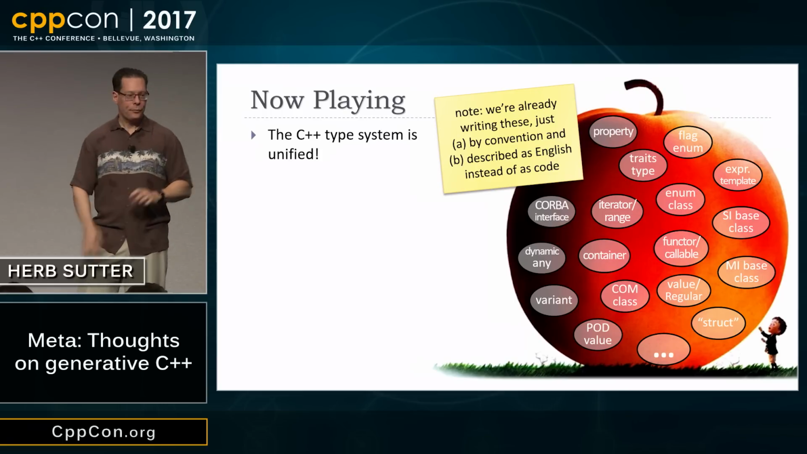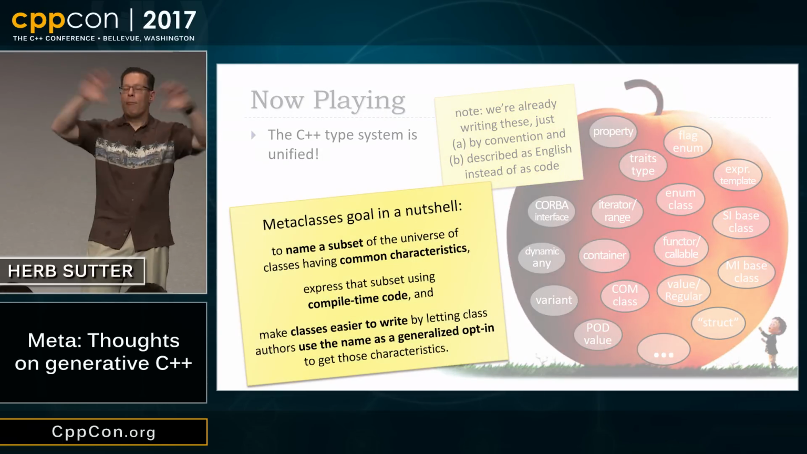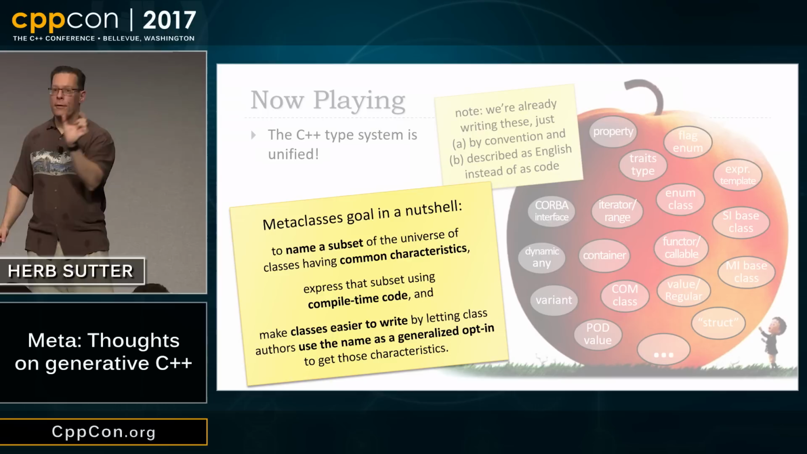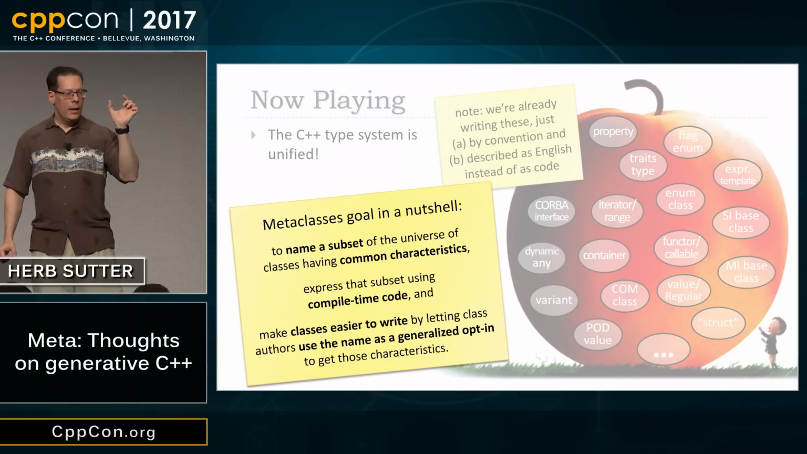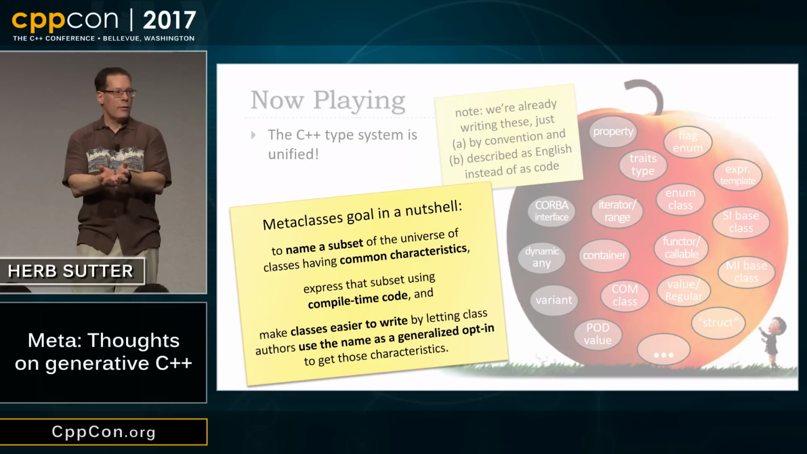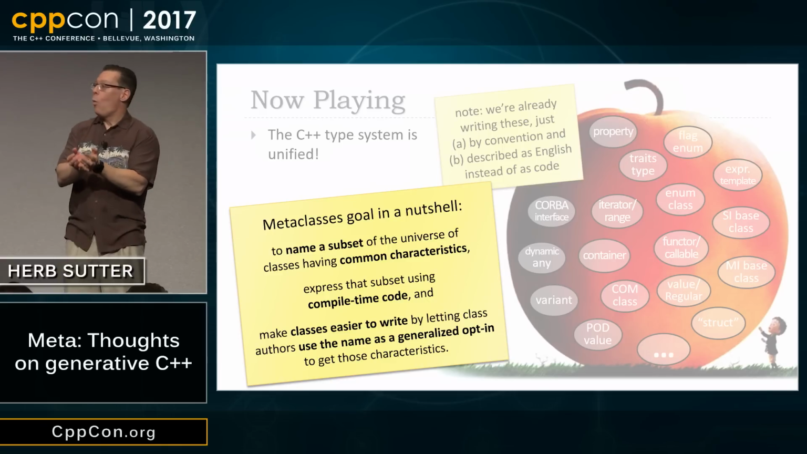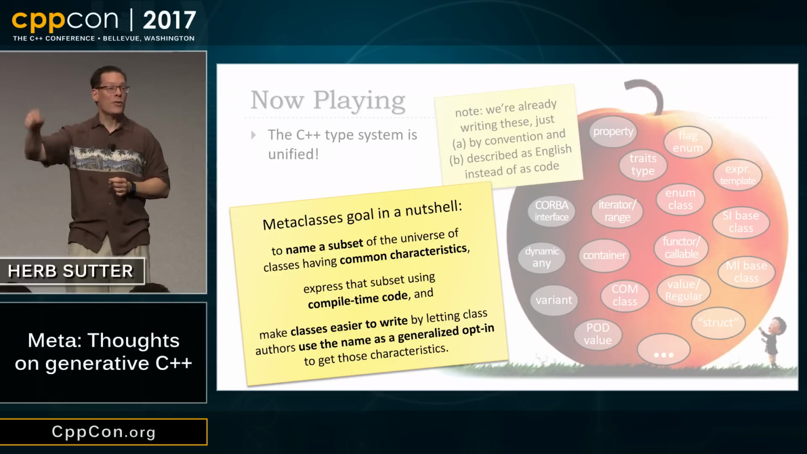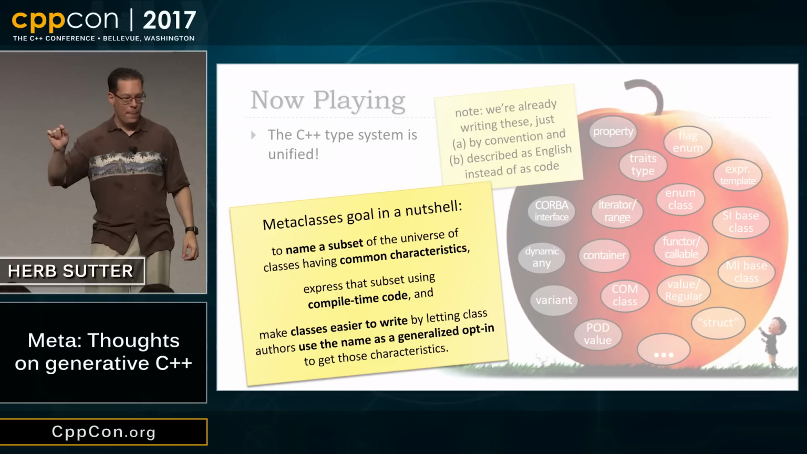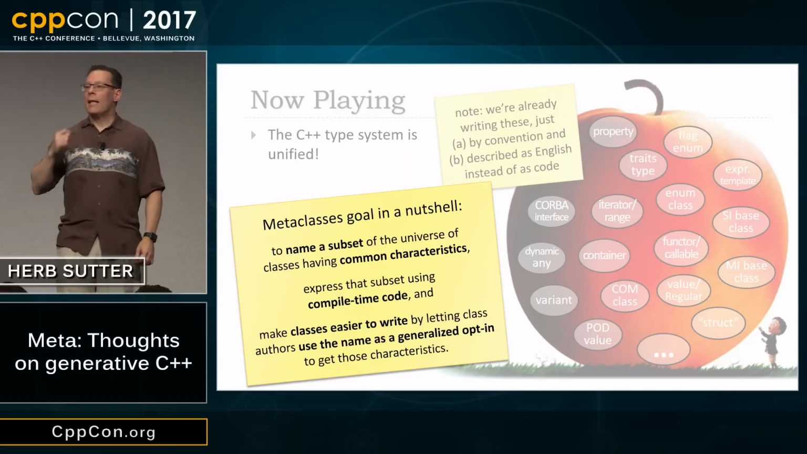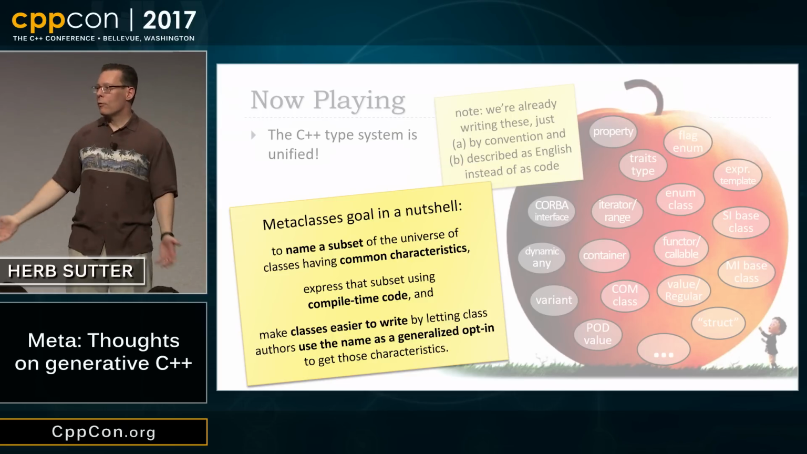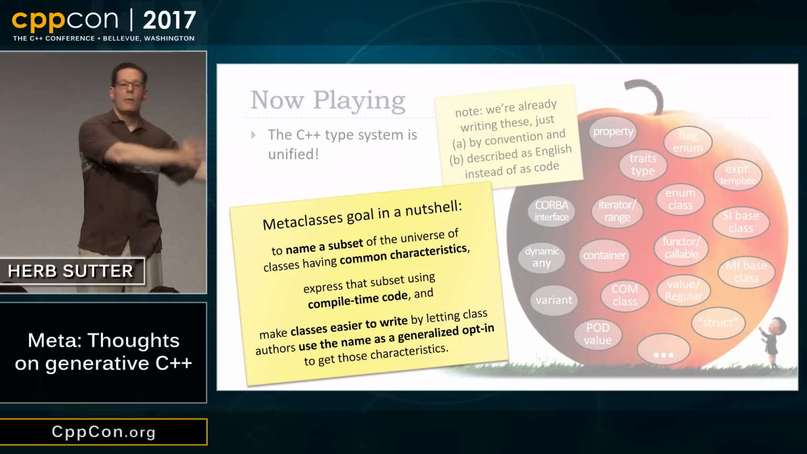Can we do better? So the goal of metaclasses in a nutshell is to give a name. A name is a word of power if it's compilable. To give a name to a specific subset of the universe of classes that have common characteristics. What common characteristics? I want to express those using compile time code, all the stuff we just had a very brief overview of a moment ago. And the goal is to make classes easier to write, because I don't have to remember English rules. I don't have to override the universal defaults for what gets generated for me to make them appropriate for my kind of class.